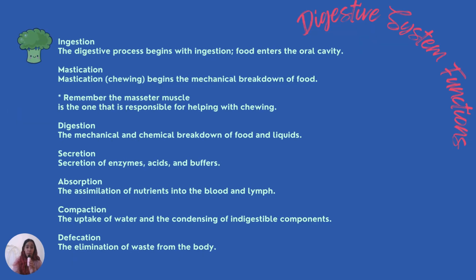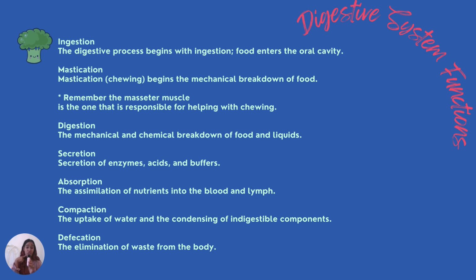For this one, I want you to make sure that you understand the different digestive system functions. So this is what the digestive system functions at. Ingestion, what is that? Ingesting food begins in the oral cavity. Mastication, another thing to remember here is the master muscle. Master, think munch, and that's the one responsible for helping with chewing. Munching, chewing, master muscle, mastication.